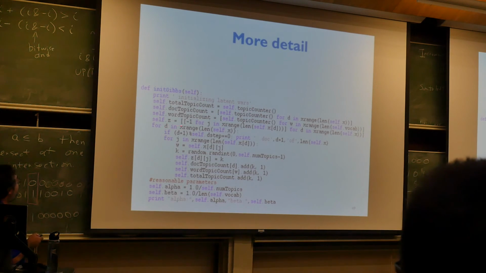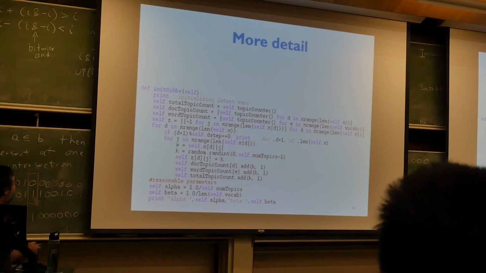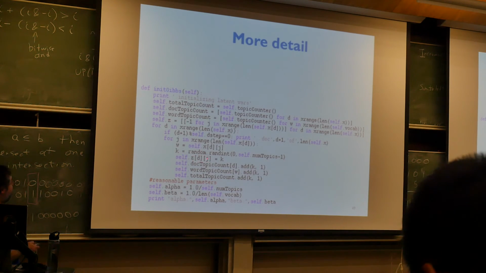For every document, I'm going to go through here, and then for every position in that document, I'll look at that position and pick a random topic. First I look at the word, I'm just looking it up. I pick a random topic, uniformly at random from 0 to K-1, and I set that latent variable to be in that topic.